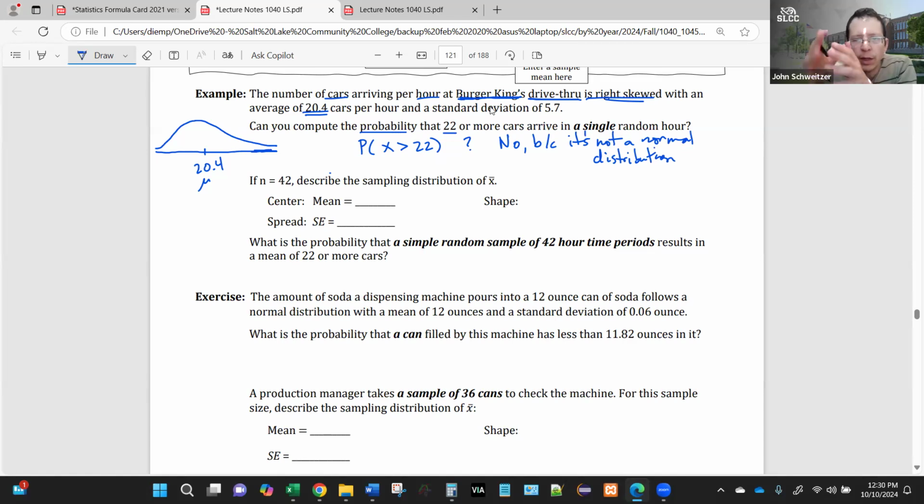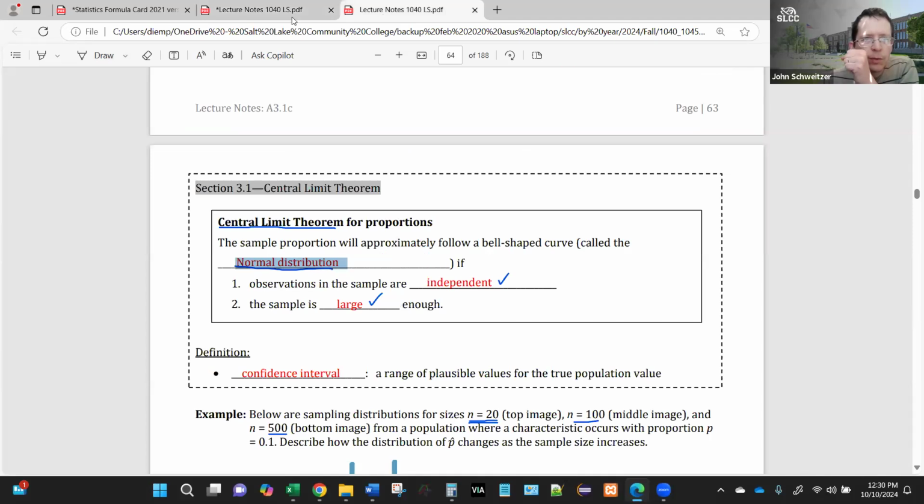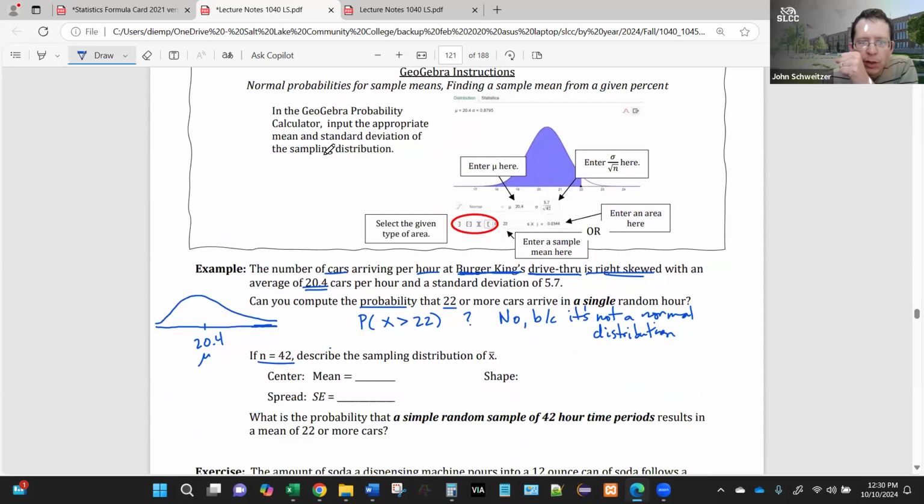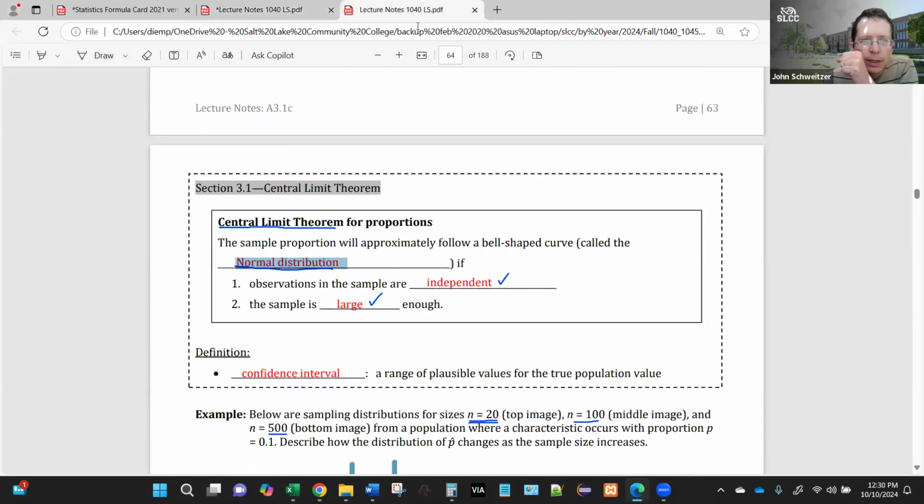So what does that mean? Well, we're stuck if we're talking about one single hour, but if we use a sample of hours, let's say we take a random sample of 42 hours, then we might be able to use the central limit theorem to construct a normal sampling distribution. So what are the requirements? There's two ways of getting a normal sampling distribution. This is on page 120.